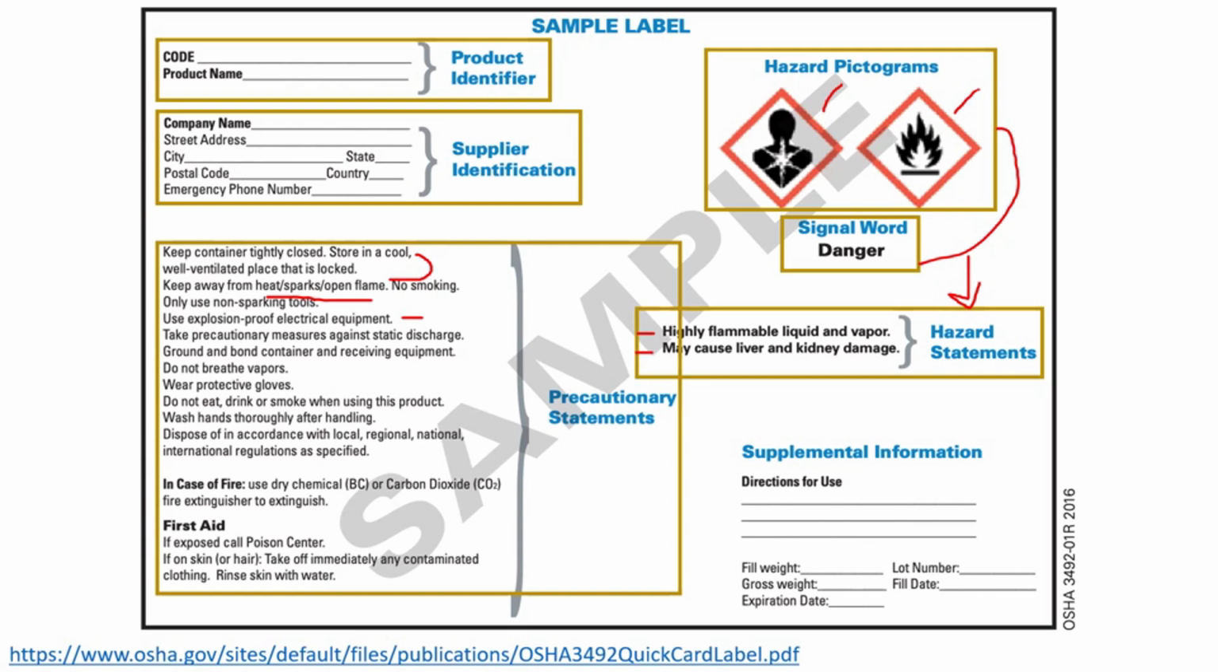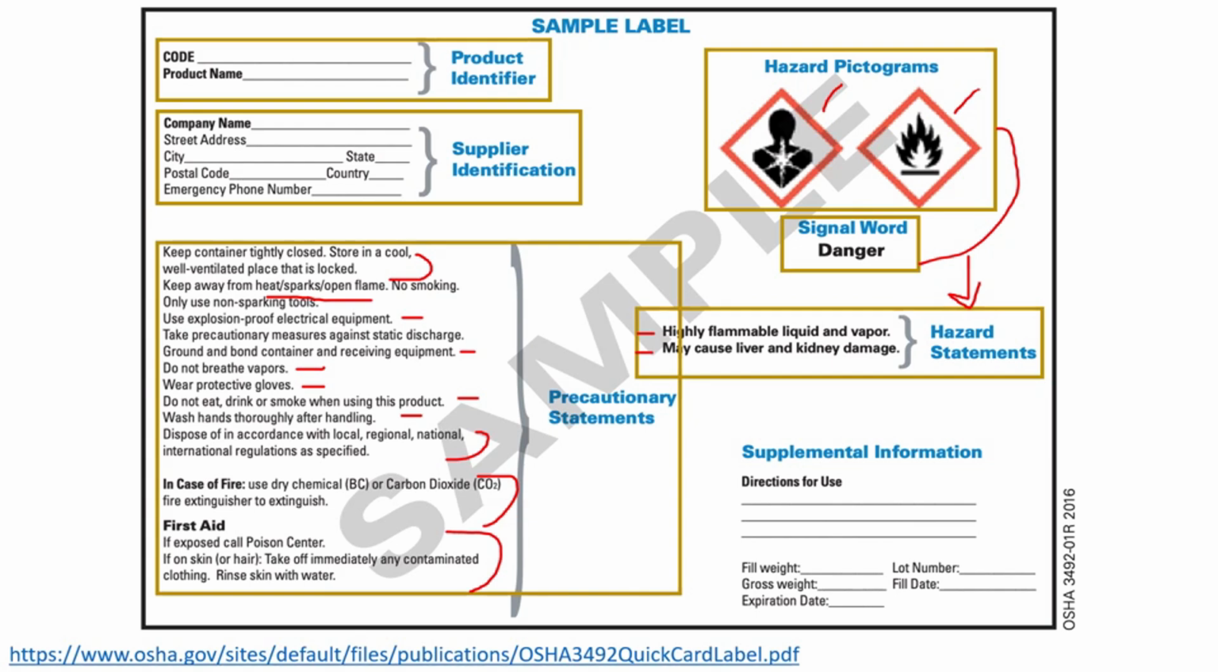We also see things about grounding and bonding the container so we don't introduce an ignition source via static electricity. We also see things about not breathing the vapors, wearing particular PPE like gloves, not smoking, eating, and drinking, washing hands, and how to dispose with respect to the regulations in the area. We also see instructions for what to do in the case of fire and also particular first aid instructions.